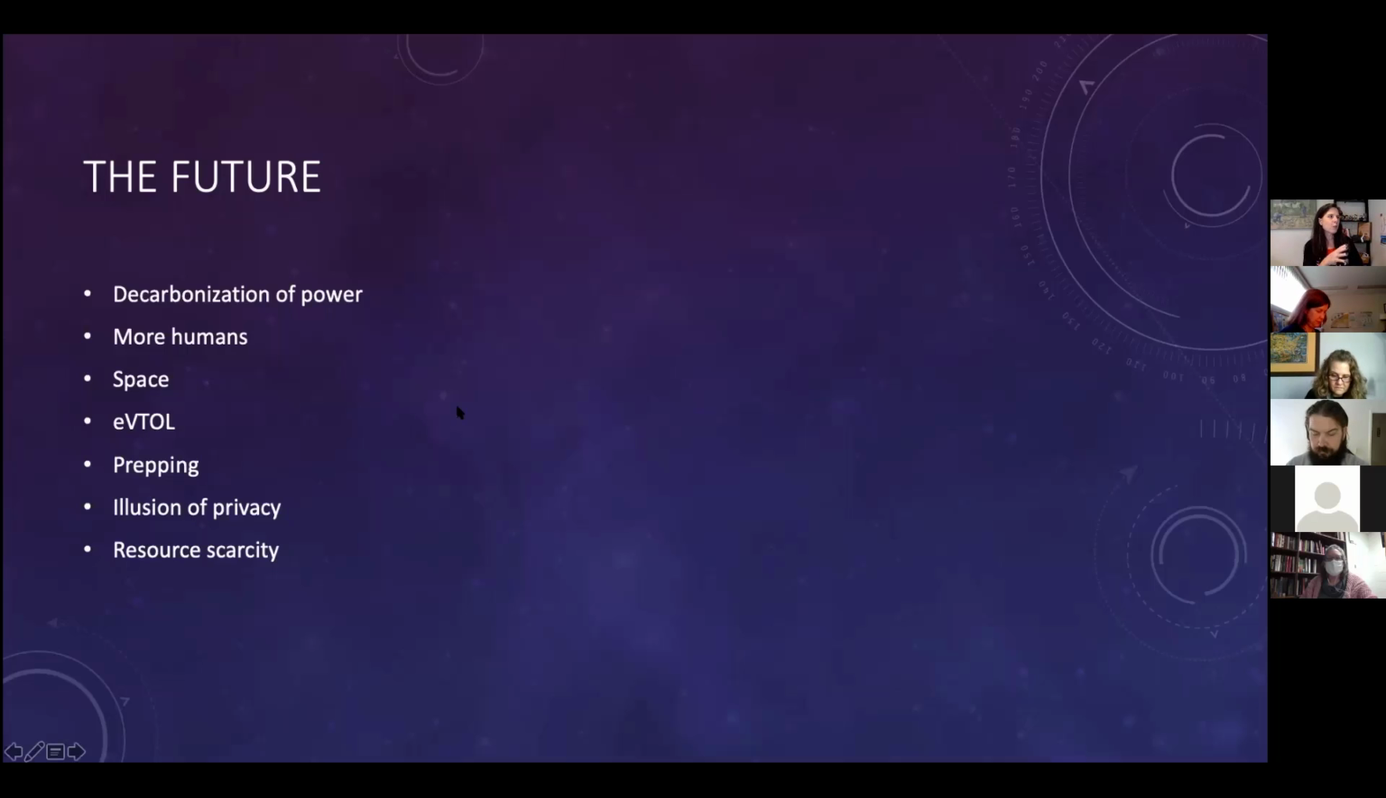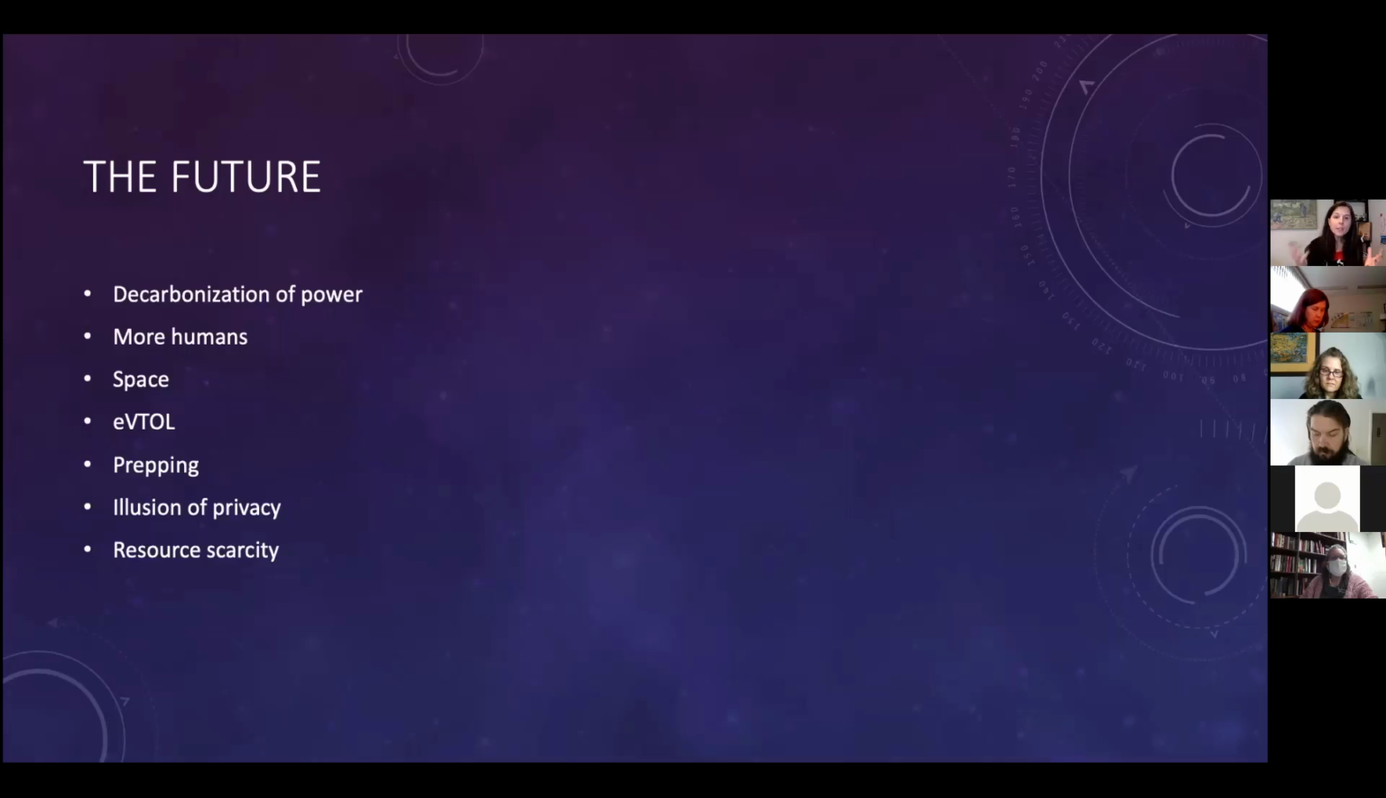So the future, some big trends that I want to talk about. One is the decarbonization of power. I think that's definitely a trend. It's got some legs, but it's going to get bigger as we go. More humans, right? I remember in the 90s, getting to 7 billion people was huge news. And I heard a lot less about it. It might be because I'm out of the academic circles a little more than I used to be, but I just haven't heard about population pressure as much.